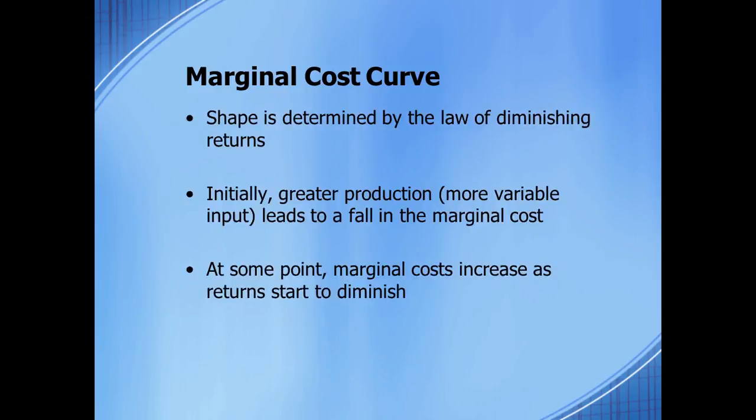So on the marginal cost curve, the shape is determined by the law of diminishing returns, and initially greater production, more variable input, leads to a fall in the marginal cost. But at some point the marginal costs increase as the returns start to diminish. And at that point we need to decide if we want to change some of our fixed inputs, and that's where we move from our short run to our long run.